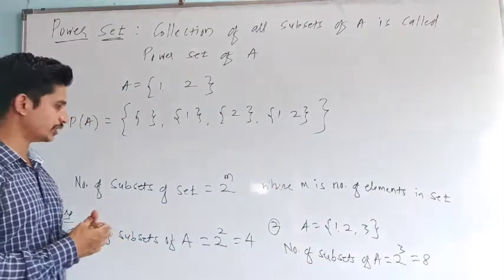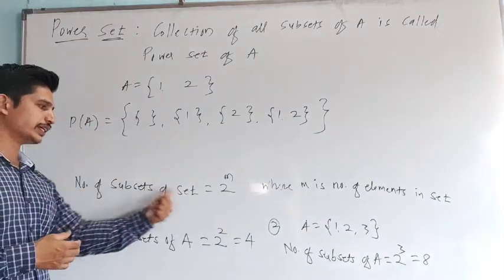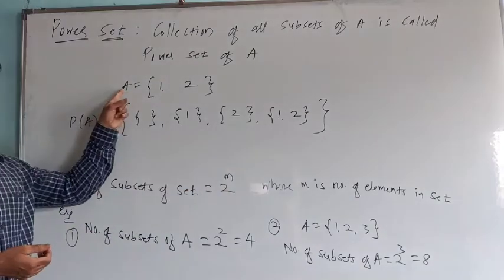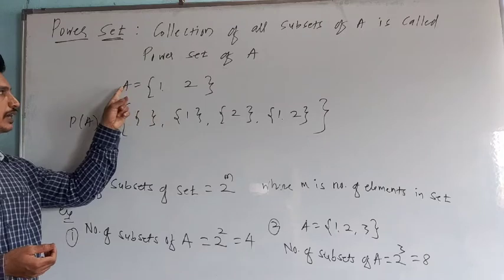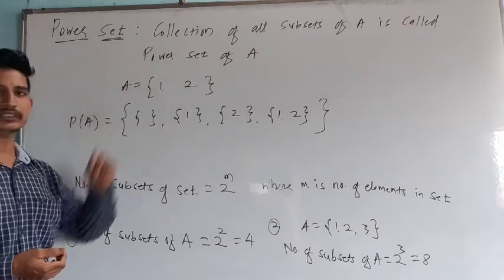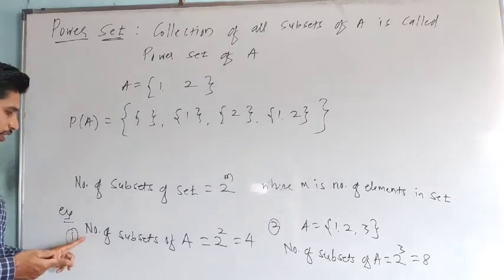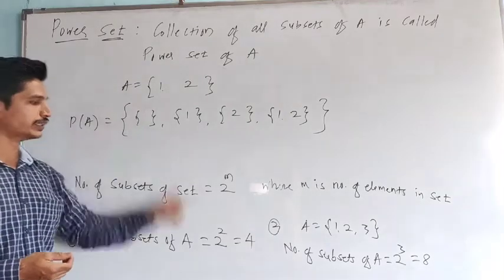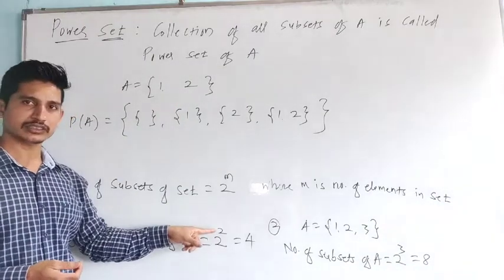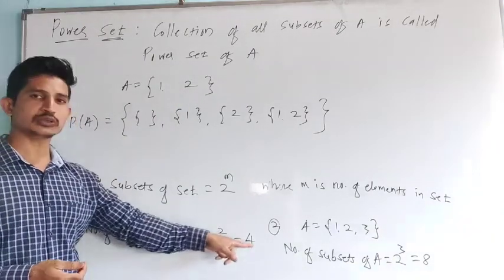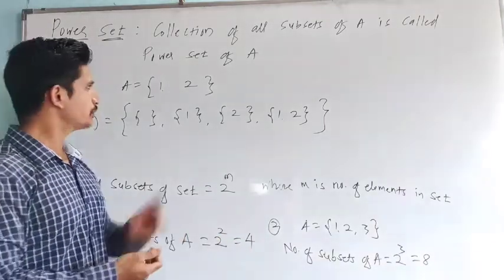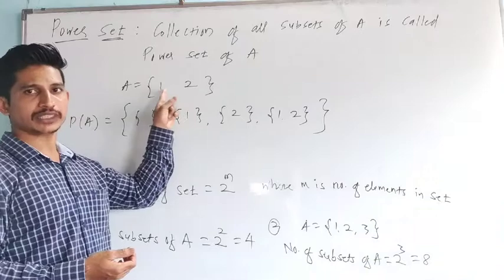See for example here. Number of subsets of a set is what here? 2 raised to m. Now I want to find how many subsets there are for set A. For set A there are 2 elements. Therefore the number of subsets of set A is what? 2 raised to, how many are there? 2 elements. So 2 raised to 2. 2 squared is what here? 4 subsets. Means we can write 4 subsets from this set.